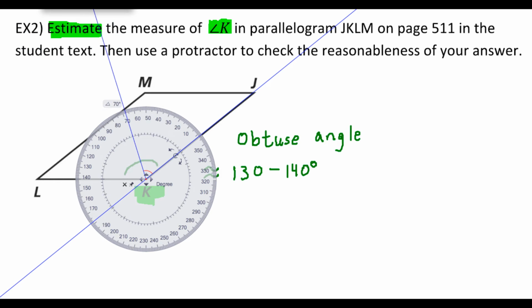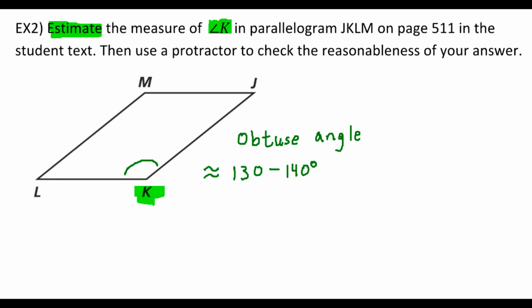Let's get rid of the protractor real quick. And let's actually write that down now. So when we approximated the value, I said, well, an eyeball view, I think it's about 130 to 140 degrees. But when it was actually measured, we got 142 degrees. So the measure of angle K is equivalent to 142 degrees.